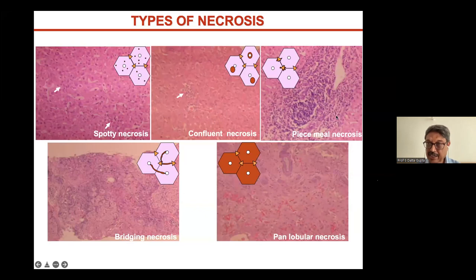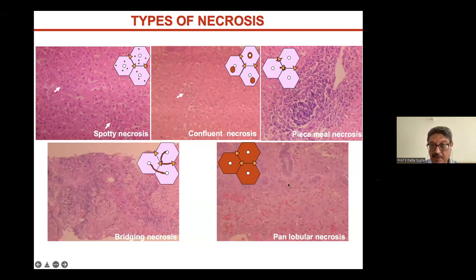When the boundary between the parenchyma and the portal tract is lost, these cells are going to the limiting plate and going inside. This is piecemeal or interphase hepatitis. Now this is bridging necrosis between one portion and the other. In almost all cases of subacute hepatic failure, you will find bridging necrosis.